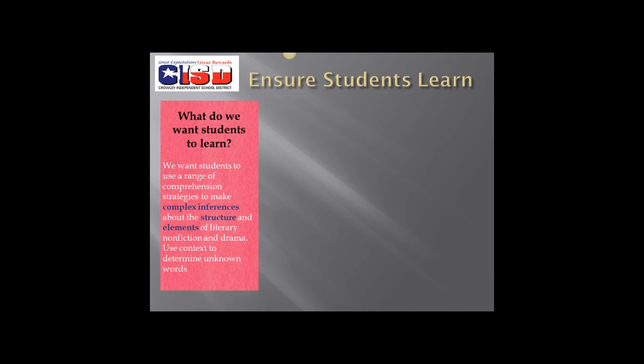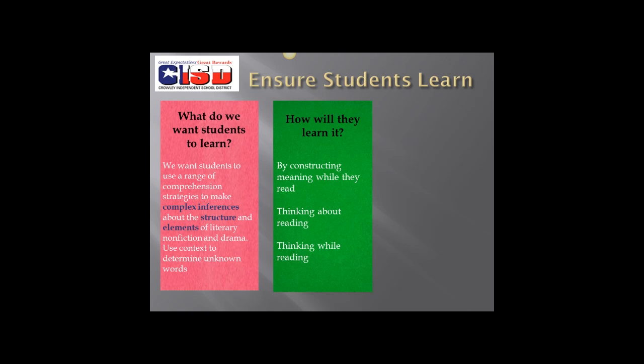Question 1 is, what do we want our students to learn? Well, after studying the standards, we know that we want our students to use a range of comprehension strategies to make complex inferences about the structure and elements of literary nonfiction and drama. They're going to use context to determine unknown words. So how will they learn it? They're going to learn it by being active readers, by constructing meaning while they read.